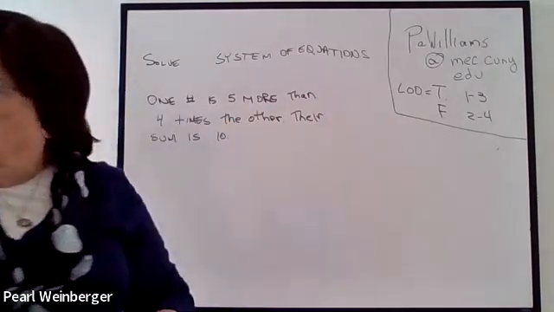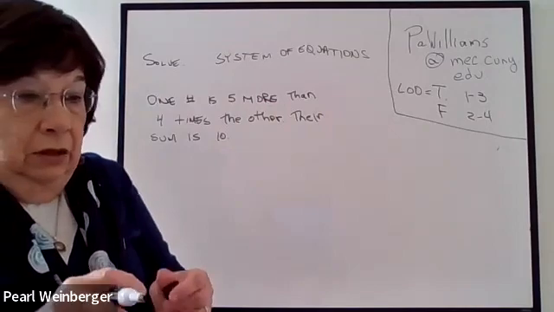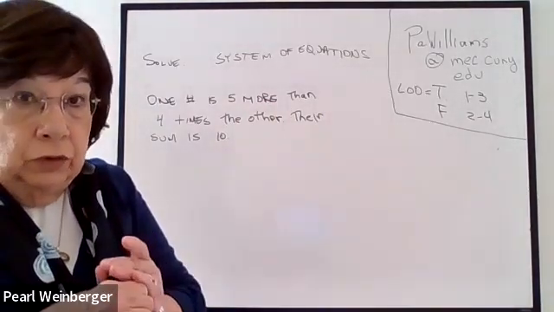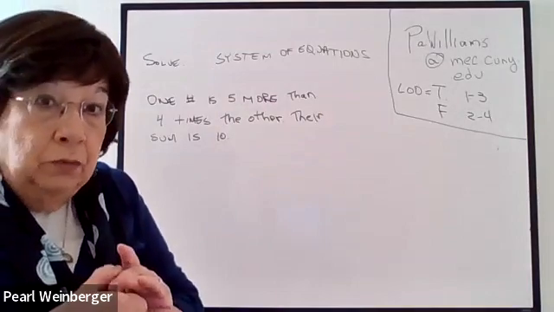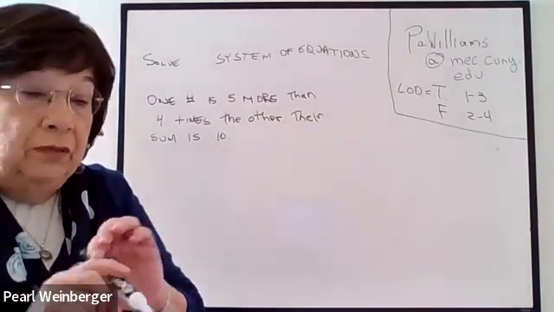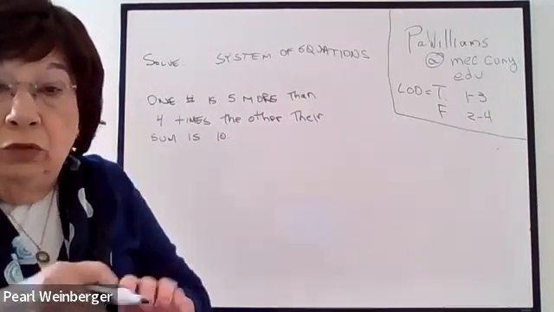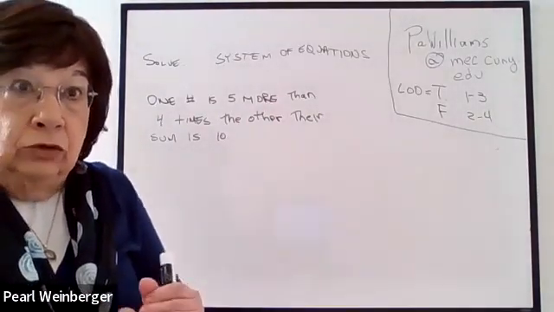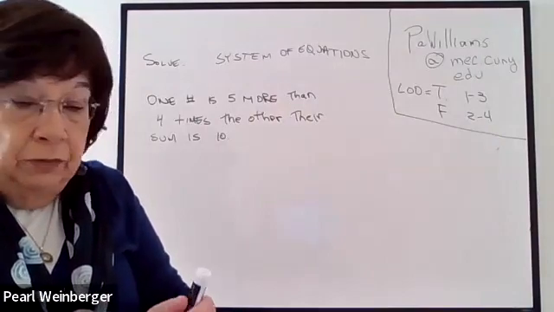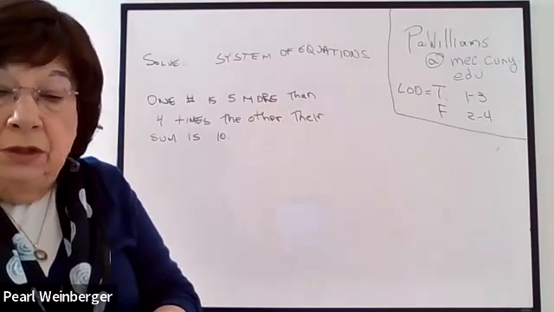Okay. So number 1, what we see in this case is that we really have 2 unknowns. It says find the numbers, and it right away said one number is 5 more than 4 times the other. So we know we have 2 numbers. So let's give a name to what we're going to call these numbers.